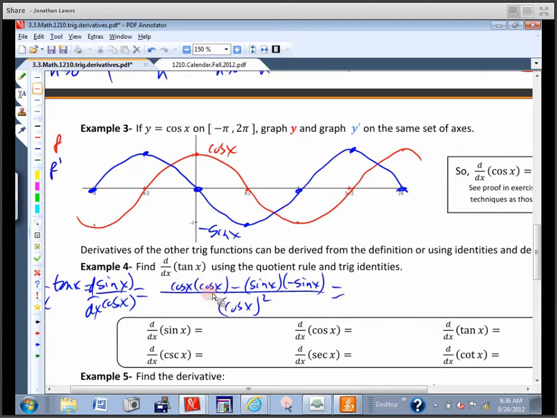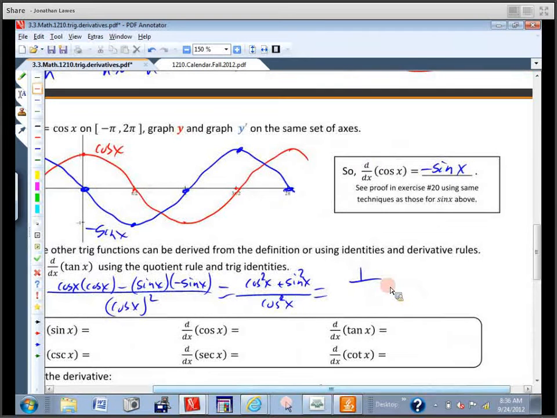So if I have a cosine x times a cosine x, I'm going to write that as cosine squared x. Careful here. If I have a negative sine x times a negative sine x, I'm going to write plus sine squared x. And on the bottom I have a cosine squared x. Now, can I cancel the cosine squared with the cosine squared? No, because this is a factor and that's a term. But what can I do?